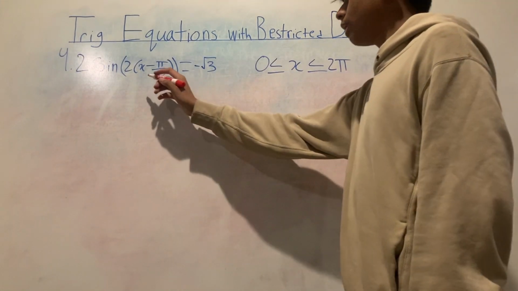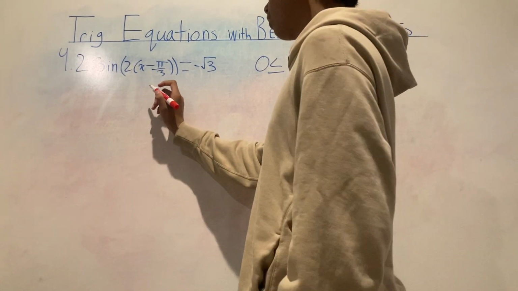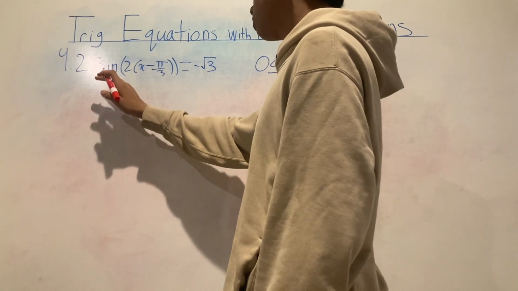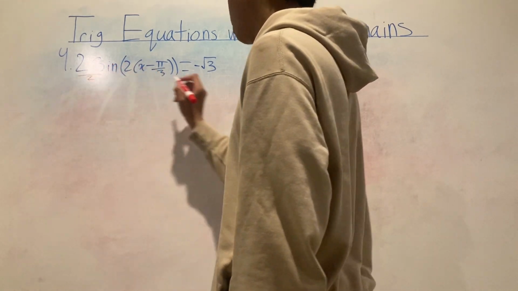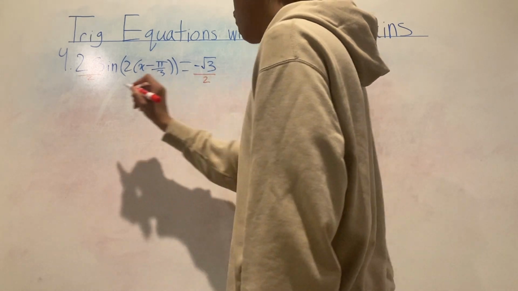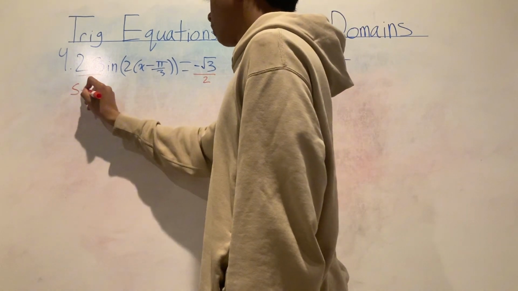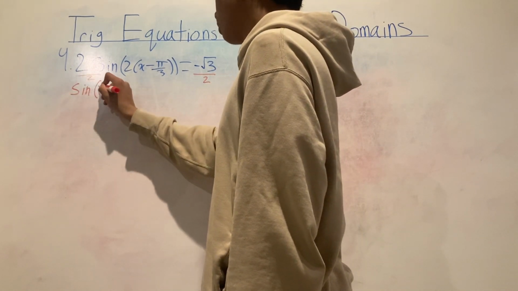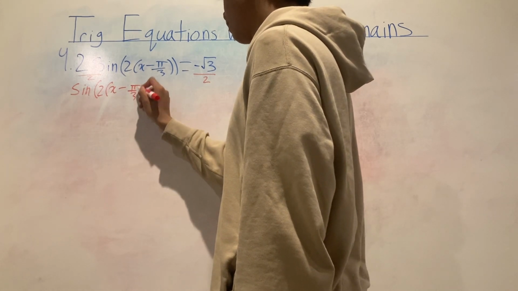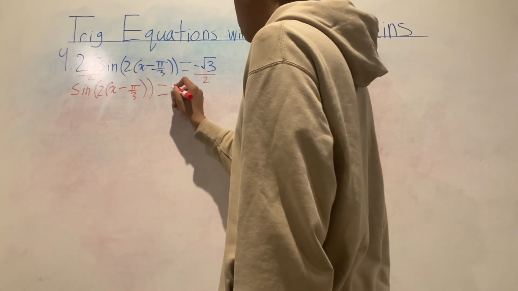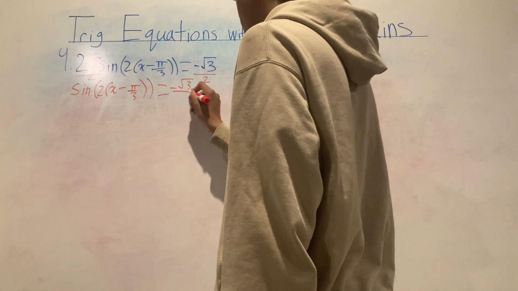Okay, number 4 is similar to the last one we did. So first thing we're going to do is isolate so that sine has no coefficients. So we're just going to divide by 2 on both sides. And now we're left with sine 2 times x minus pi over 3 equals negative root 3 over 2.